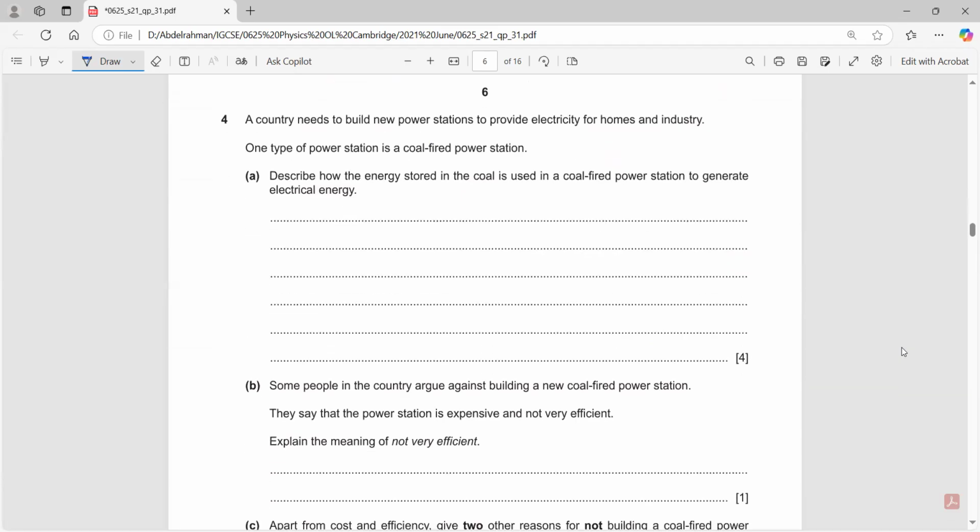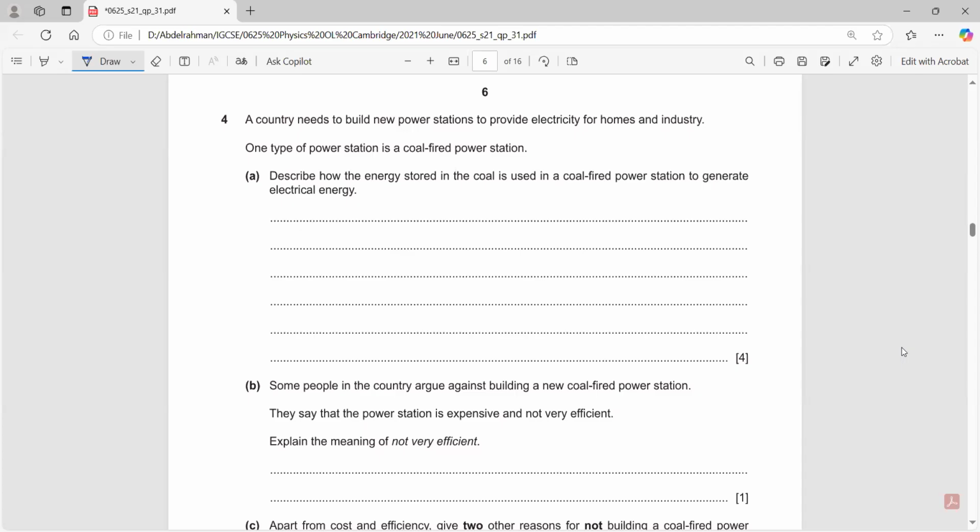A country needs to build new power stations to provide electricity for homes and industry. One type of power station is a coal-fired power station. Describe how the energy stored in the coal is used in a coal-fired power station to generate electrical energy. How do we generate electricity from coal? First of all, what is the type of energy stored inside the coal? You need to ask yourself this question.